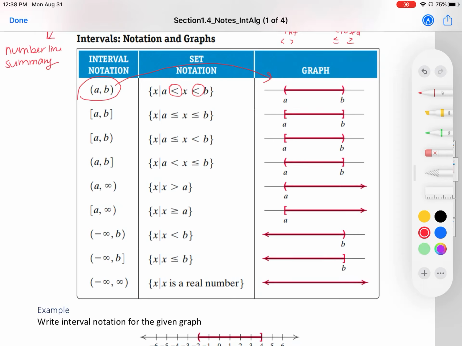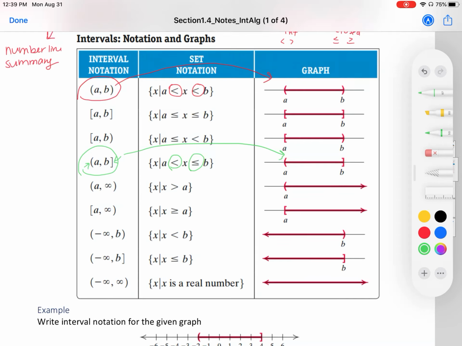Let's take a look at another one. Let's take a look at this one right here. We have a little mixture. We have a bracket and a parenthesis. Notice how the A has no equal to, and it uses a parenthesis, and the B has an equal to, and it uses a bracket. This translates to this image. It tells us where we start and where we end.